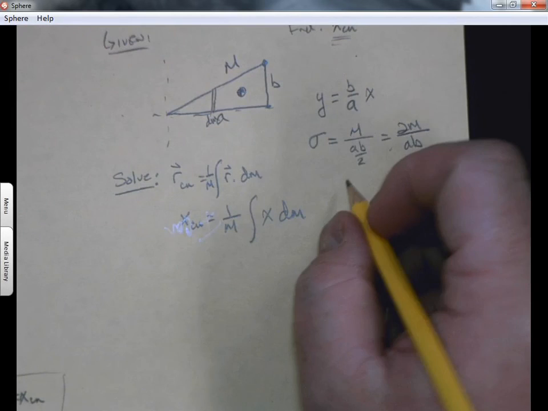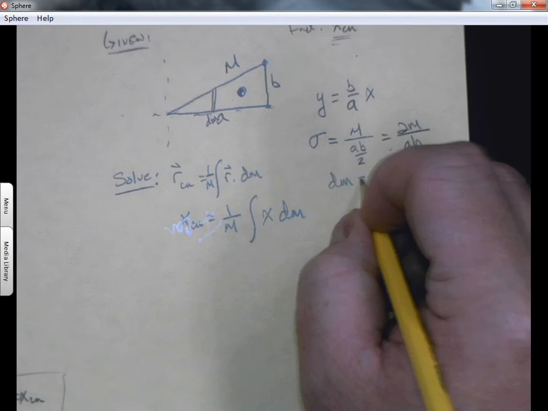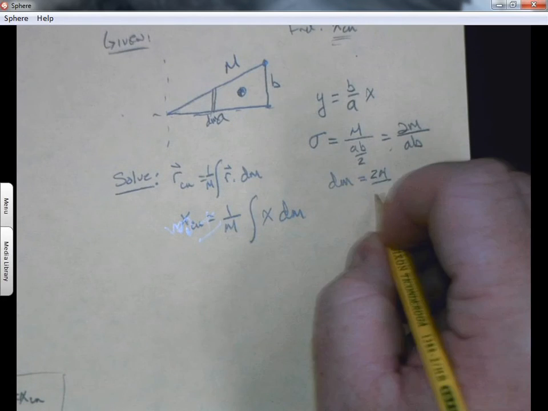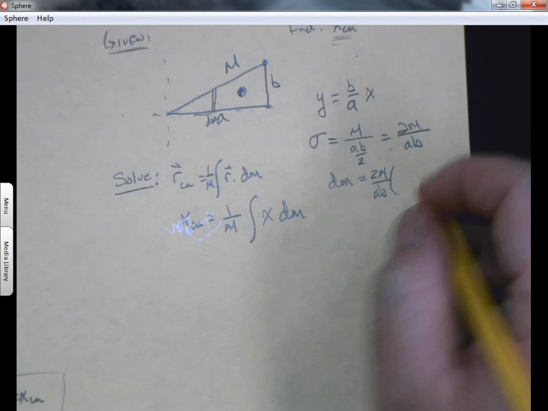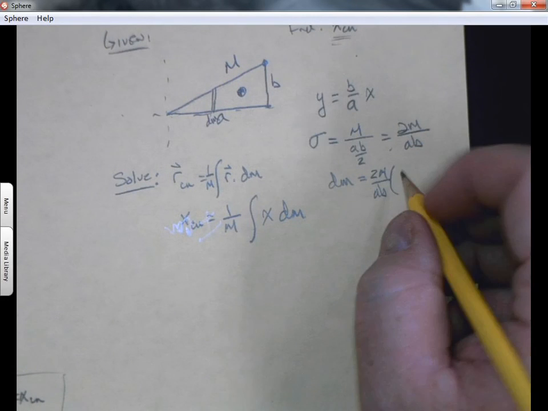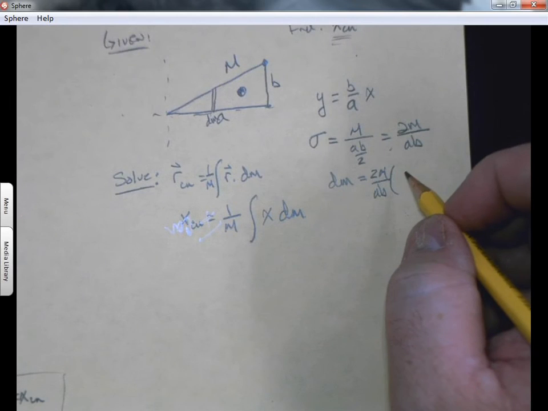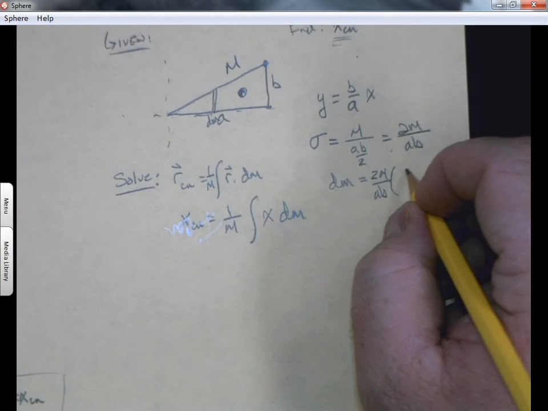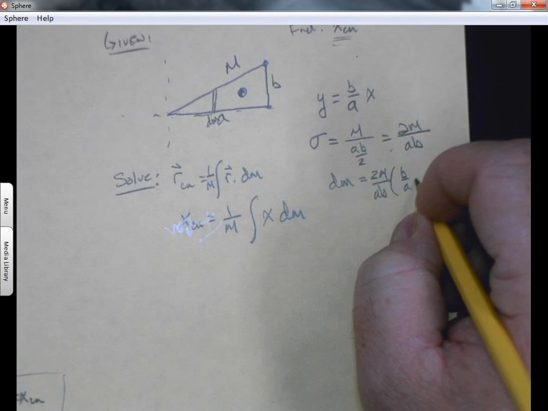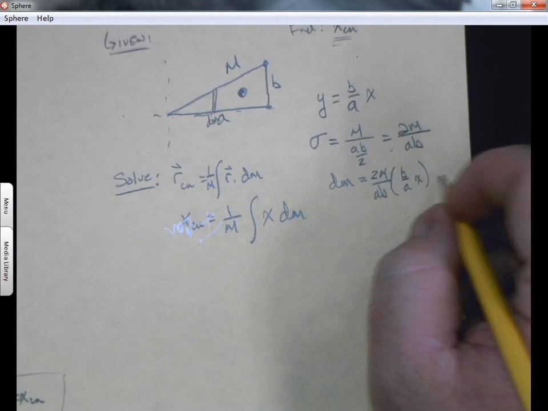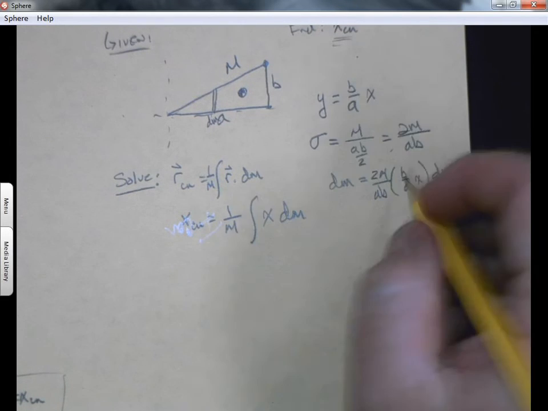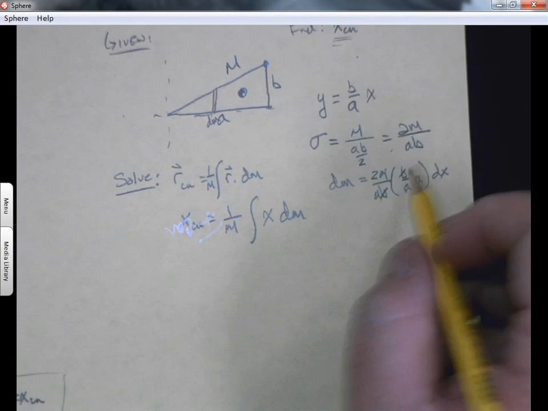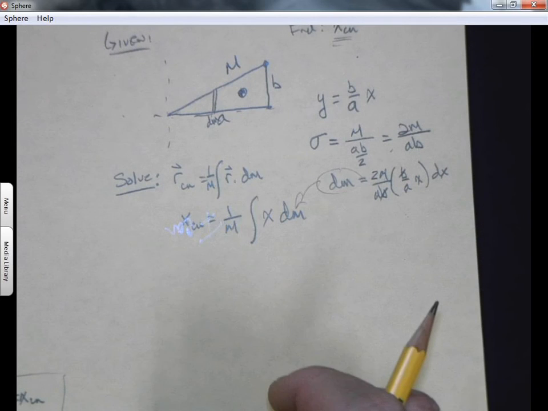So our dm is going to equal 2M over ab times, and what's our differential? Well, the value is going to go up, so this is sigma, and this is what our y is going to be, so it's going to be times b over a x dx. Well, then we can start canceling stuff. B is going to cancel there, that's going to be an a squared, so all this is what dm equals, and that's going to go in here.